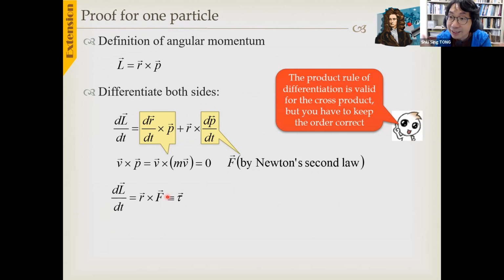Is that clear? The derivation is actually very simple. It's not difficult. If you accept that the angular momentum and the torque can be expressed as a vector product, you just need a few lines of derivation to arrive at this result.